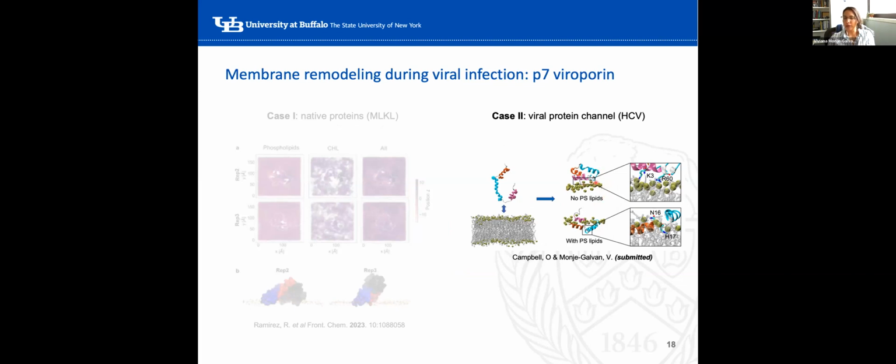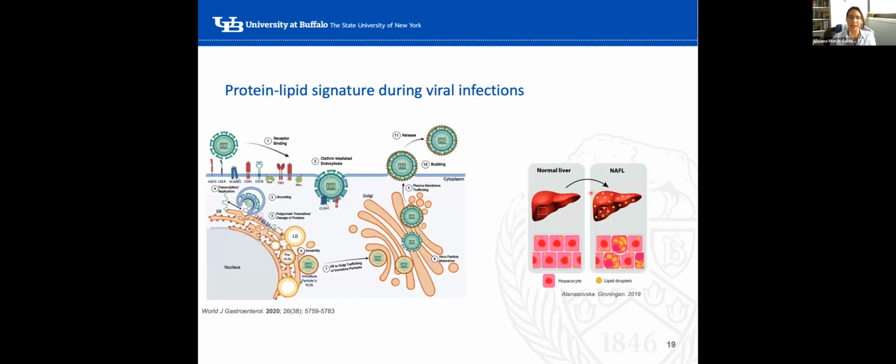It's a small monomer from the viroporin of hepatitis C. So in experiment, scientists have identified PS lipids as critical for the function of this ion channel and for the infectivity of the virus. And we just wanted to see if we have a membrane model with PS lipids versus without PS lipids, what changes in the protein-lipid interactions in this case.